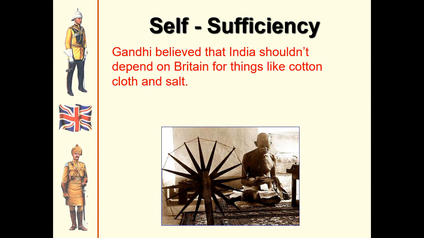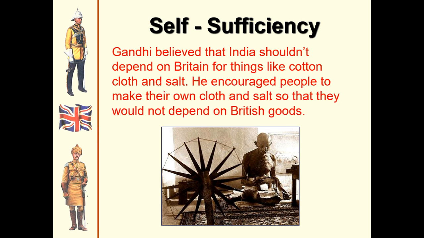He thought that India should be able to sustain itself, that India should be able to produce things for itself without having to rely on their imperialist rulers. He encouraged people to make their own cloth and salt so that they would not depend on British goods. He did not want India to participate in this unfair trading practice between Britain and India.